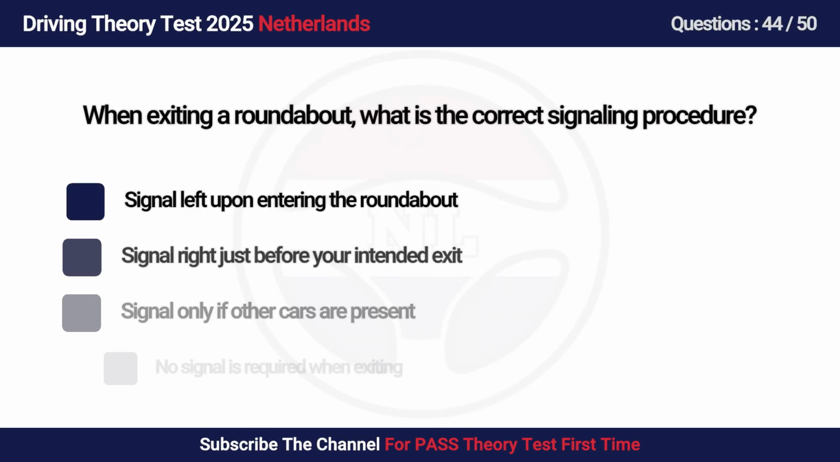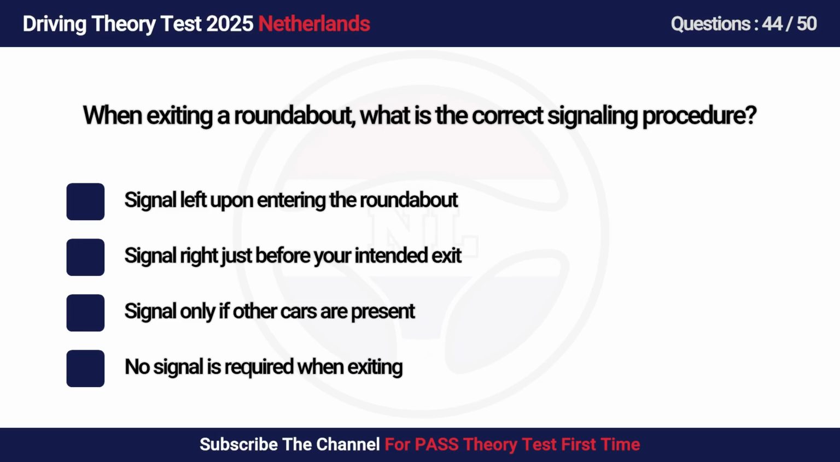Question 44. When exiting a roundabout, what is the correct signaling procedure? A. Signal left upon entering the roundabout. B. Signal right just before your intended exit. C. Signal only if other cars are present. D. No signal is required when exiting.